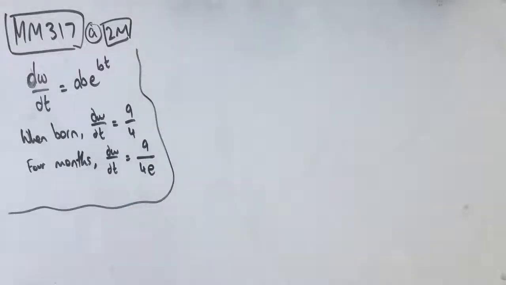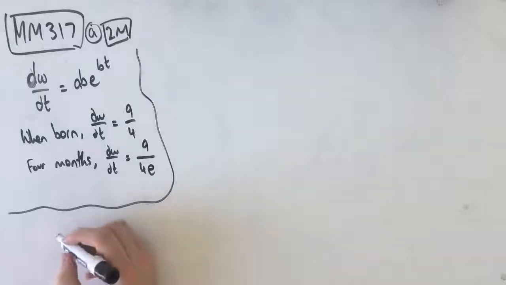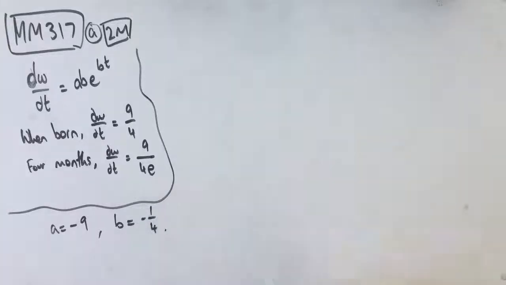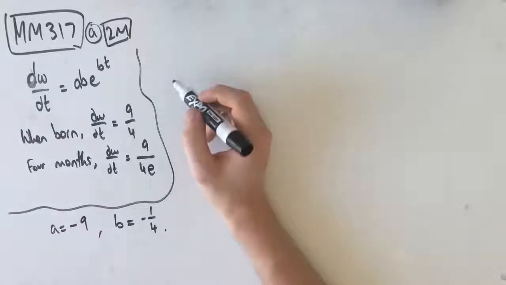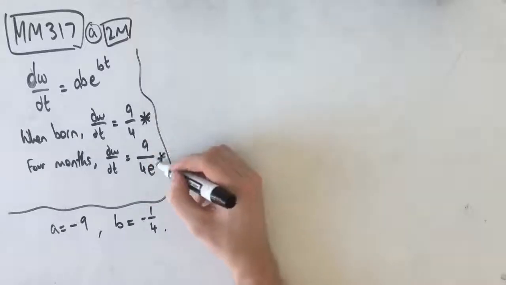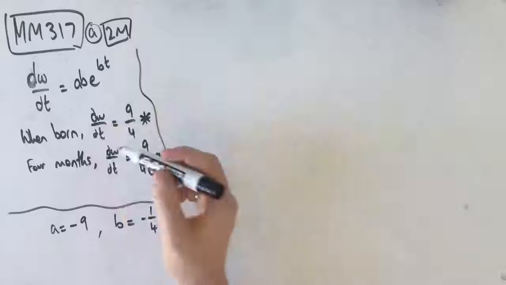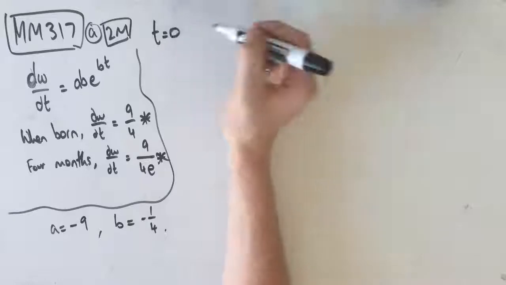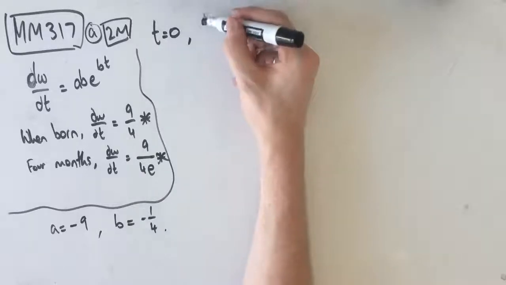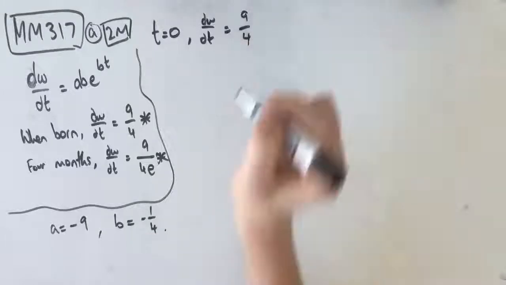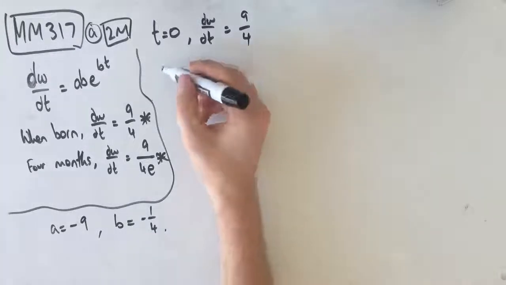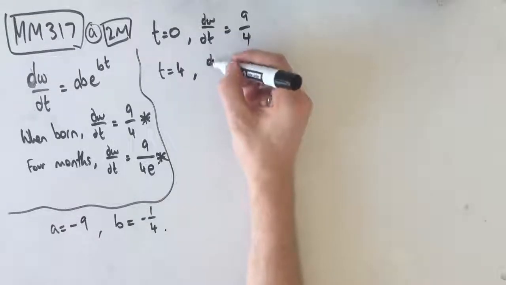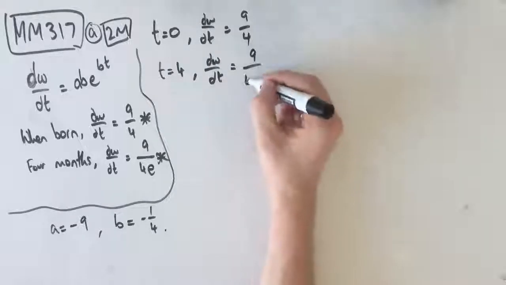Part A says show that a equals -9 and b equals -1/4. Awesome. So how are we going to do this? Well, these two pieces of information are what we need to use. When the dog is born, that means that time is equal to 0. That's our first important part, and it's important to recognize this. So when t equals 0, dW/dt equals 9/4. And 4 months after it's born, t is equal to 4, because t is how many months after its birth. So when t equals 4, dW/dt is equal to 9/4e.